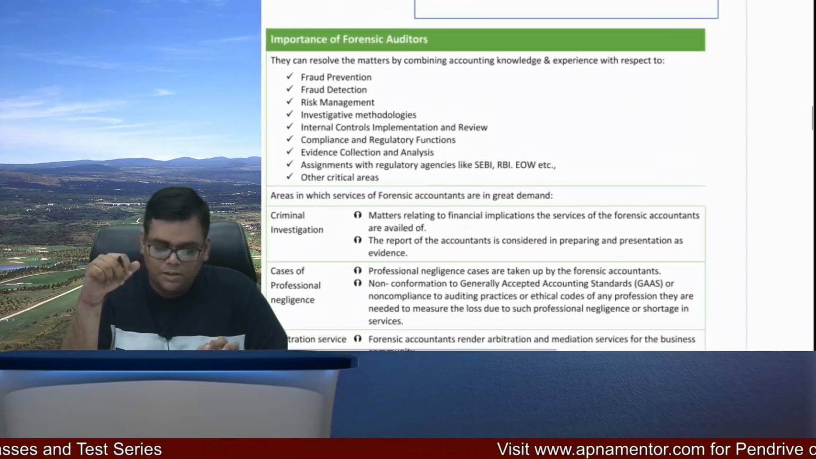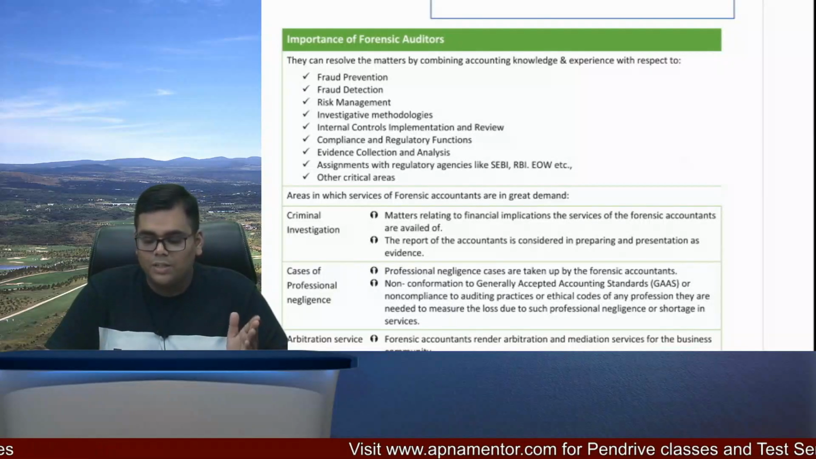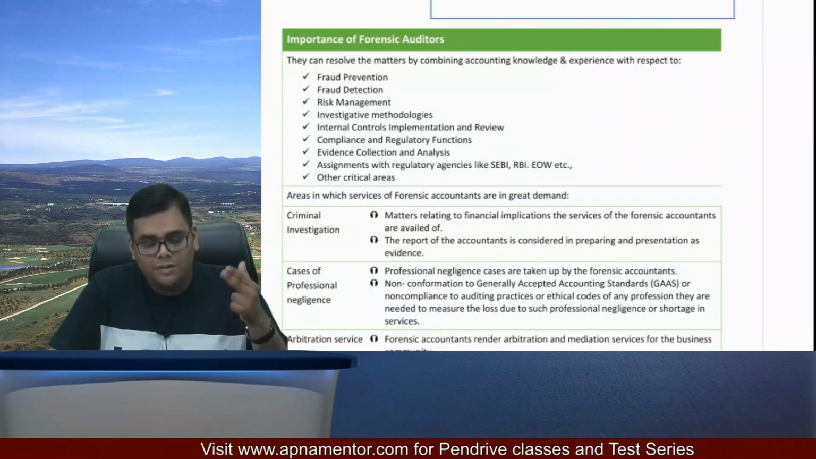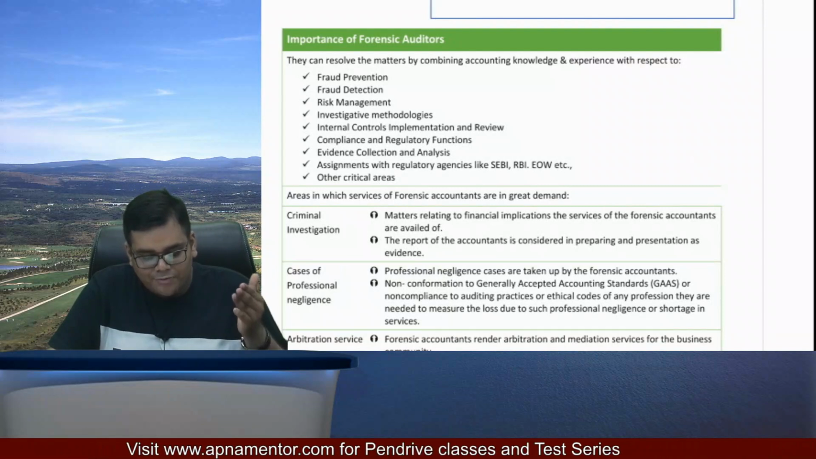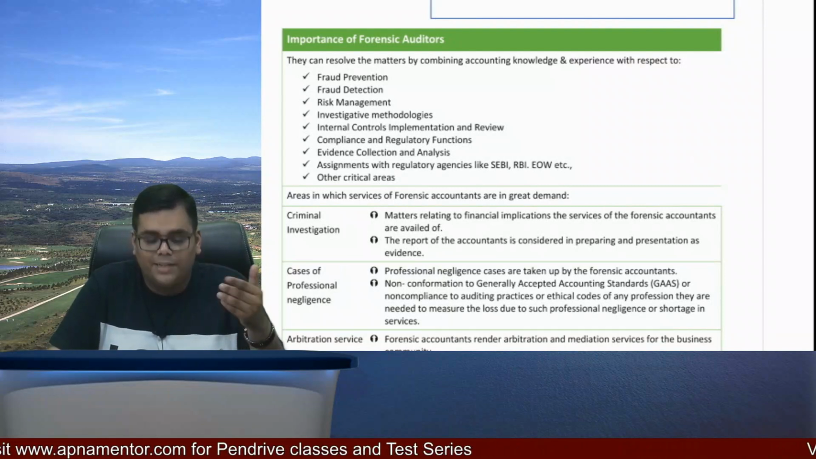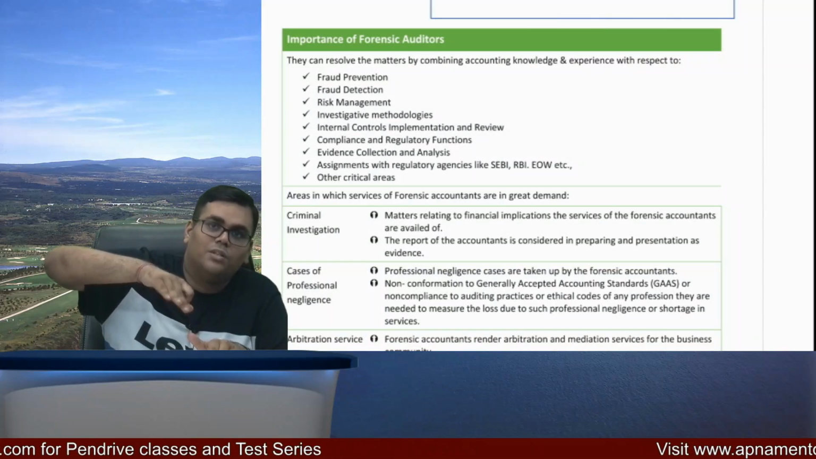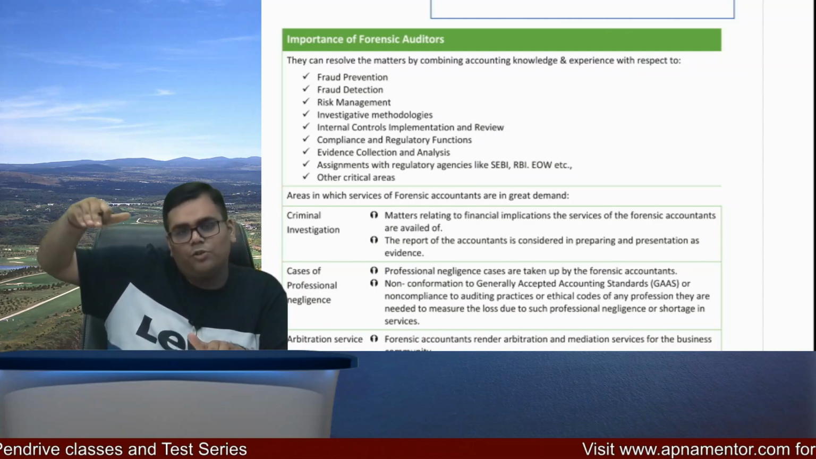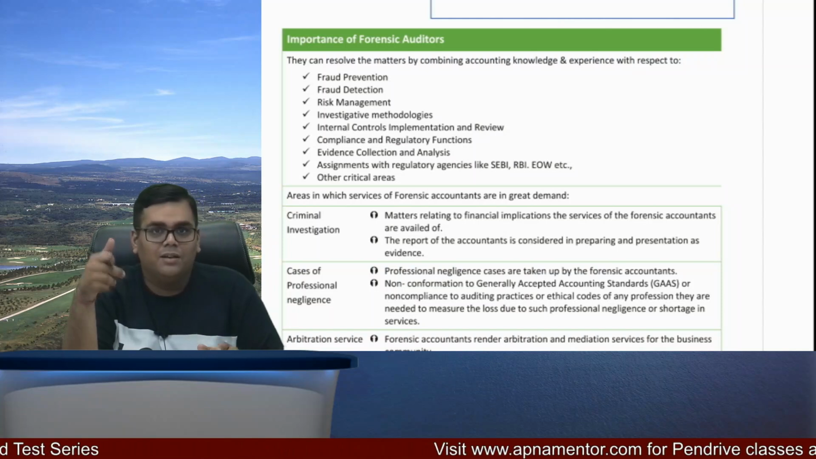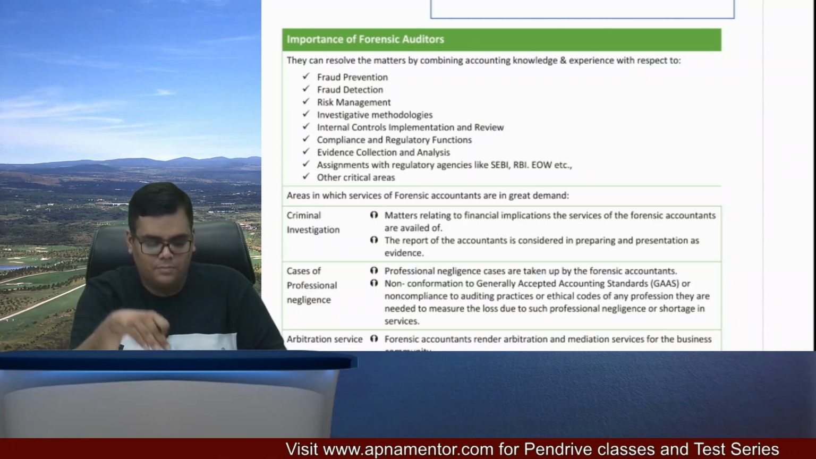Importance of forensic auditors. They can resolve matters by combining accounting knowledge and experience with respect to, as I told you, fraud detection, fraud prevention, risk management, investigative methodologies, right? Again, in internal control implementation, management takes the help of forensic auditors, because at the time of implementing the controls, they can assist on what kind of internal control system is to be framed, so that there are no loopholes left in the controls.